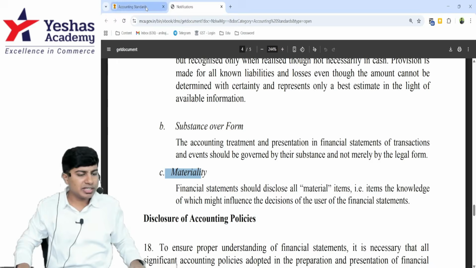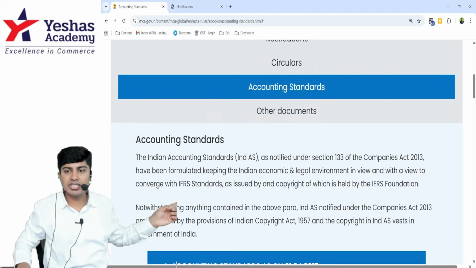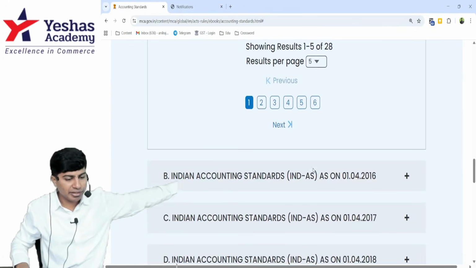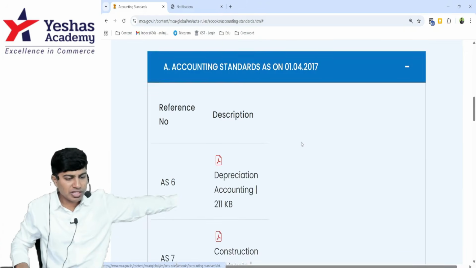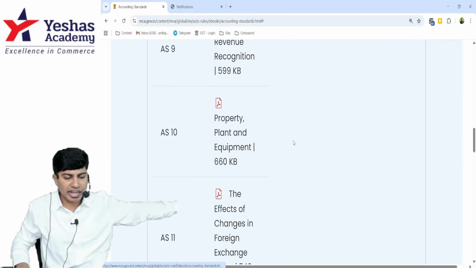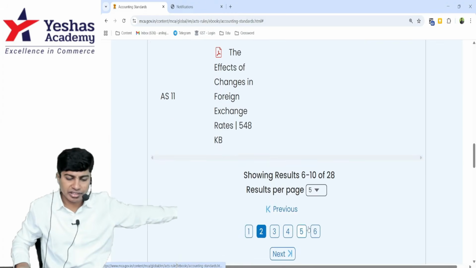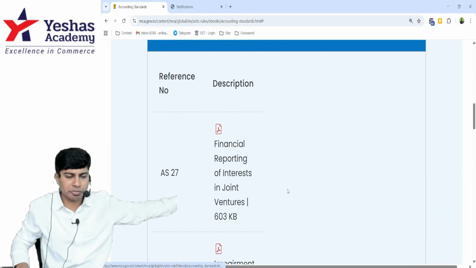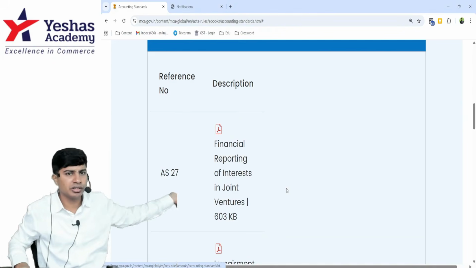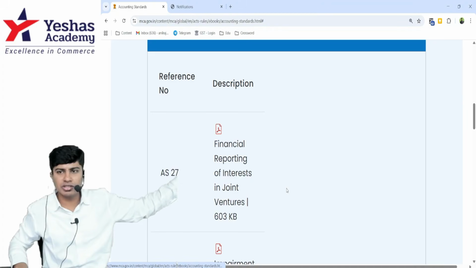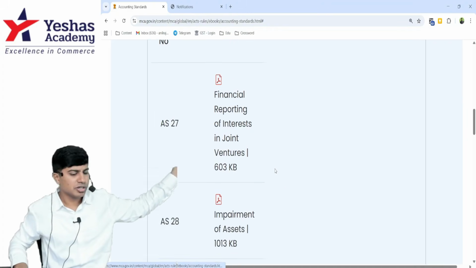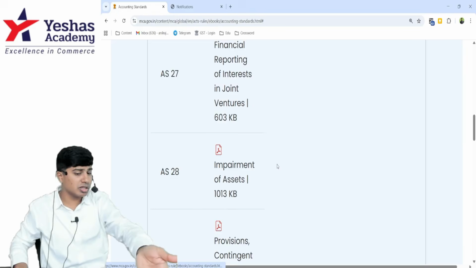So, accounting standards are issued by MCA. It's a big list, fully there. 5. And then next, if I go, you have 6. 6 is removed now. 7, 8, 9, 10, 11. And then page number 6. Usually you finish in the first page, or you keep going to the next pages and then see, whenever you search for a product on Amazon, or whenever you search for something like this on a website. Very good. So 27, 28, this is also there.